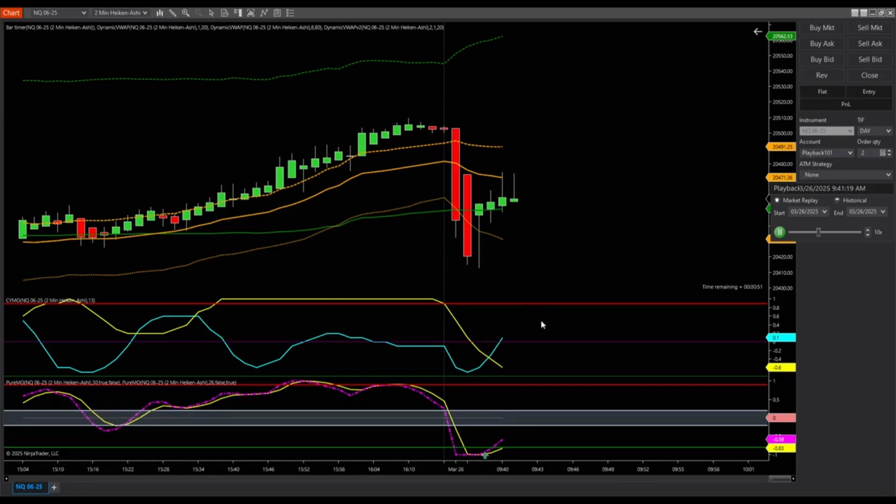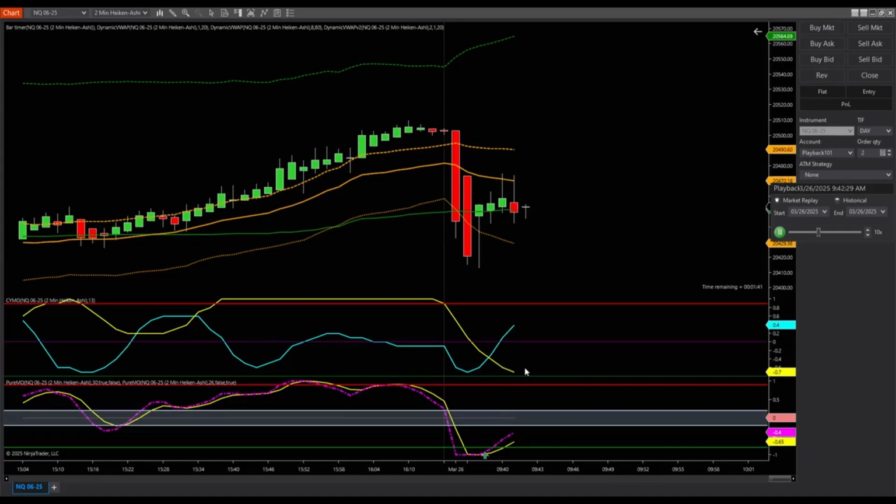Okay, so we'll see whether or not this ends up being cycle number 1 if momentum continues to drop. All right, and that's really, really important right there.